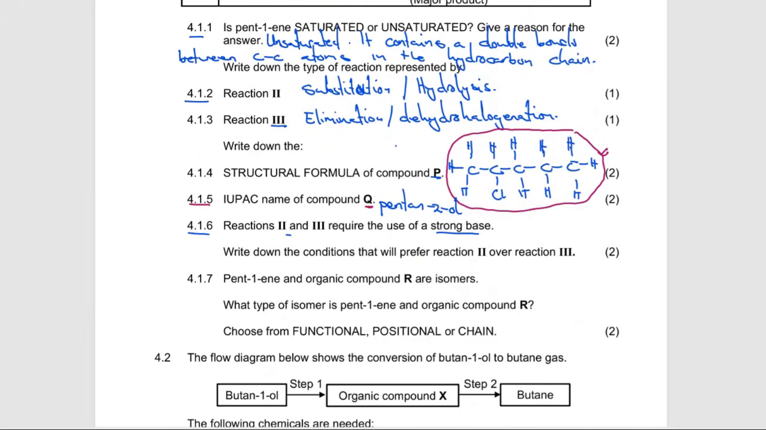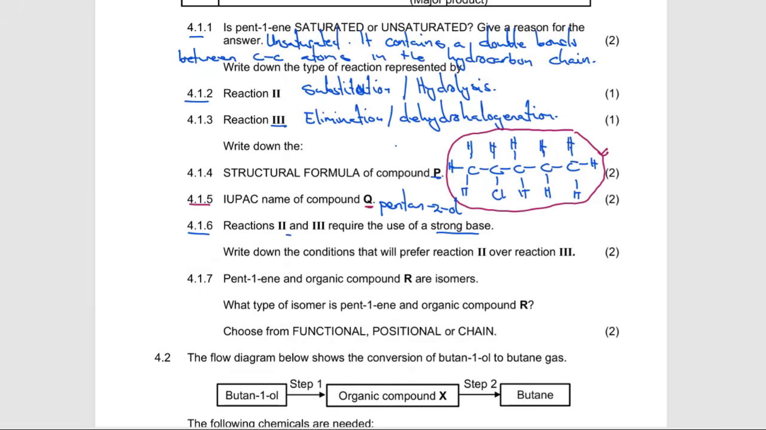So it's a hydroxide there. Sodium hydroxide is an example of a strong base. Then write down the conditions that will prefer reaction 2 over reaction 3, right? So we're looking for the reaction conditions there.